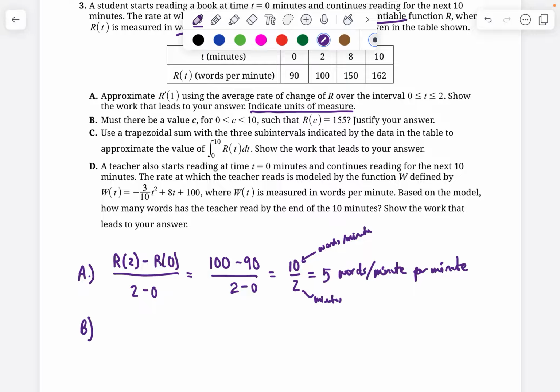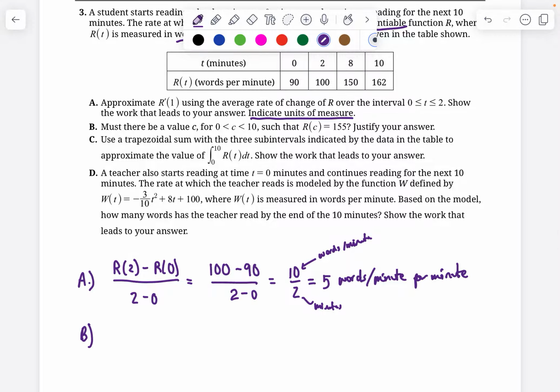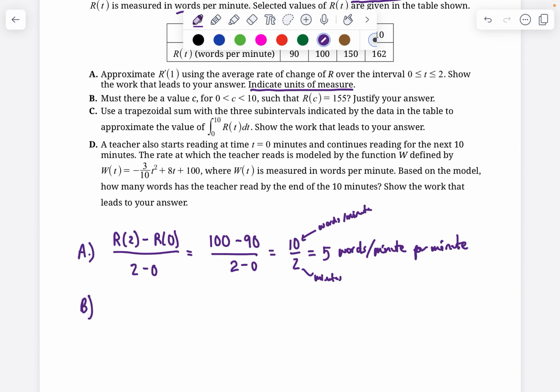Okay, must there be a value c on the interval 0 to 10 such that r of c is equal to 155? So this is one of our wonderful existence theorems. So this is going to be the intermediate value theorem, the IVT, because we are just deciding whether or not this specific value has to occur on this interval. It has nothing to do with the mean value theorem, which would have been saying that there's a place where the instantaneous rate of change is equal to the average rate of change, right? That's the MVT.